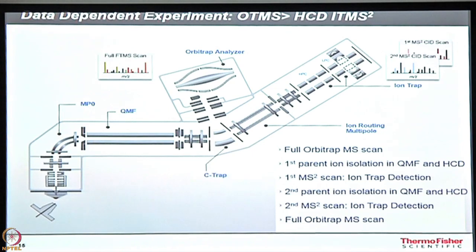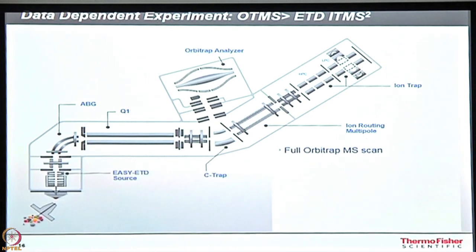So after all the MS scan, MS2 scan, you will get the MSMS scan. Now next is the ETD. What happens in case of ETD? Even the ETD fragmentation will happen in the ion trap. So first is the full MS. In the same way, the full MS comes to the Orbitrap.